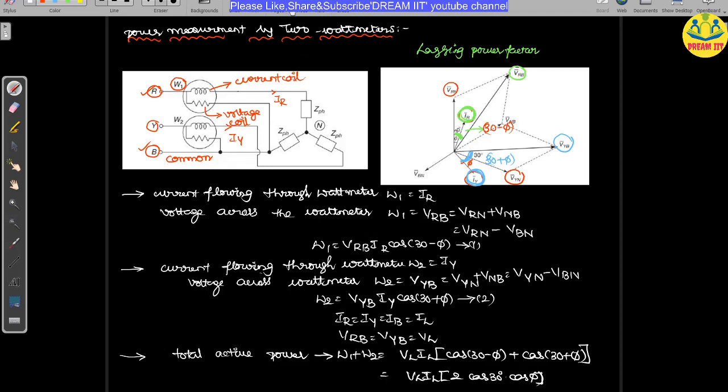So let us see now. What is the answer you are going to get? 2 times VL IL. What is the cos 30 value? Cos 30 is root 3 by 2, and cos phi. So the 2 will get cancelled here. Finally you are going to get root 3 times VL IL cos phi. This is the power you got. This is known as the real power.